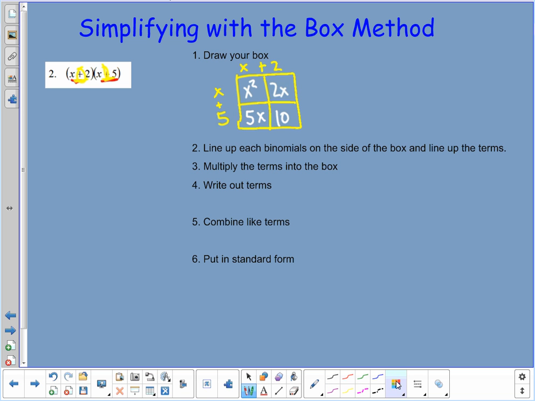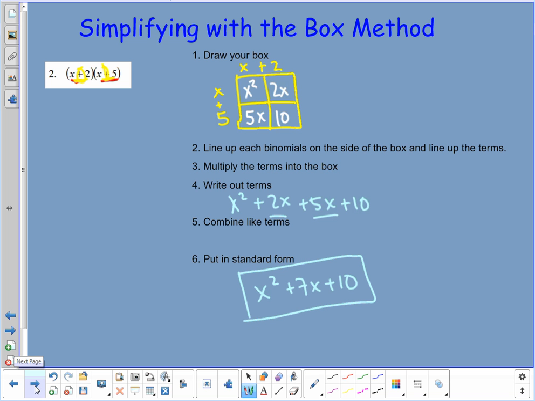Now you'll notice if we write out these terms, x squared plus 2x plus 5x plus 10, these are my like terms here in the middle. 2x and 5x is 7x. So I have x squared plus 7x plus 10. That is my standard form product of these two binomials.